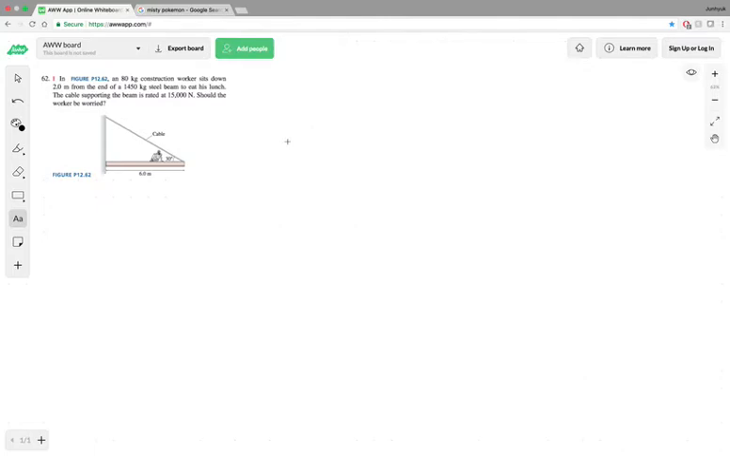So since this is a static equilibrium problem, we have to worry about three conditions. The first condition is that the sum of the forces in the x direction has to equal 0. Along with that, the sum of forces in the y direction also has to equal 0. And last but not least, the sum of moments about any point has to equal 0. So those are our three main conditions. Now, if any one of these three conditions is violated, then we don't have static equilibrium.